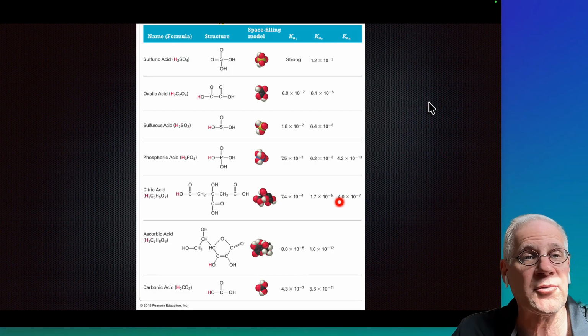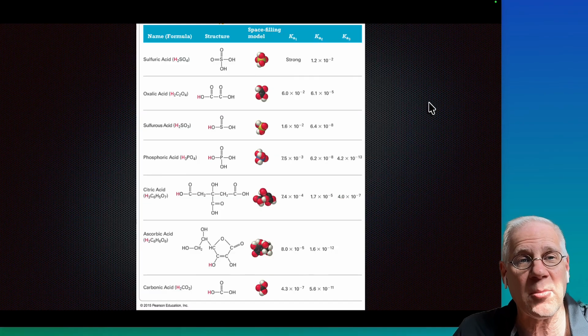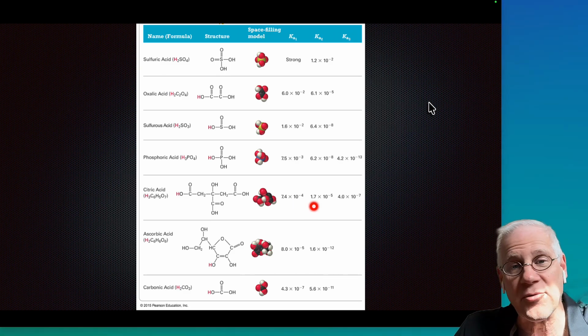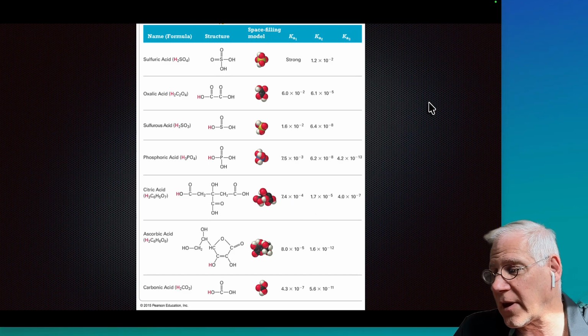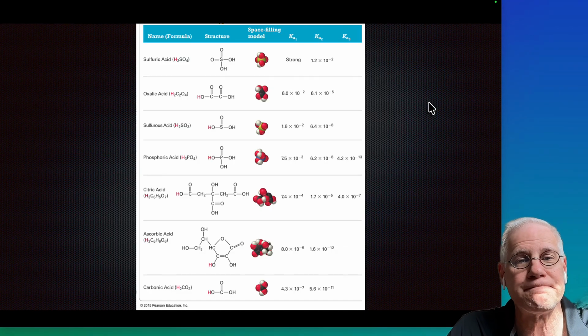So this would be a more complex calculation, especially with that second hydrogen coming off. You probably would not be able to ignore it. It's fairly close in acidity to the first hydrogen here. And then again, ascorbic acid, vitamin C, you have a factor of 10 to the 7th between those two hydrogens. And carbonic acid, you have a factor of 10 to the 4th.